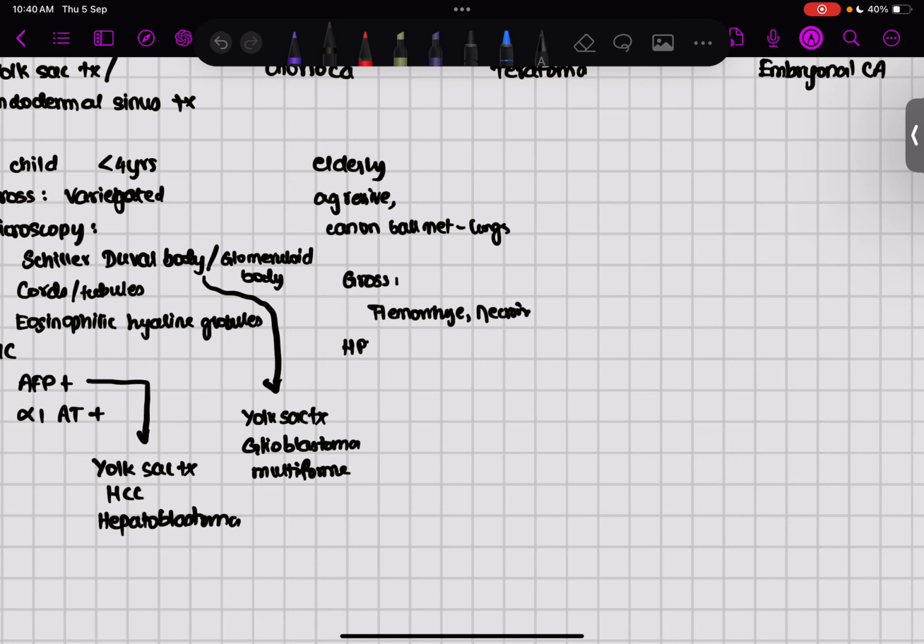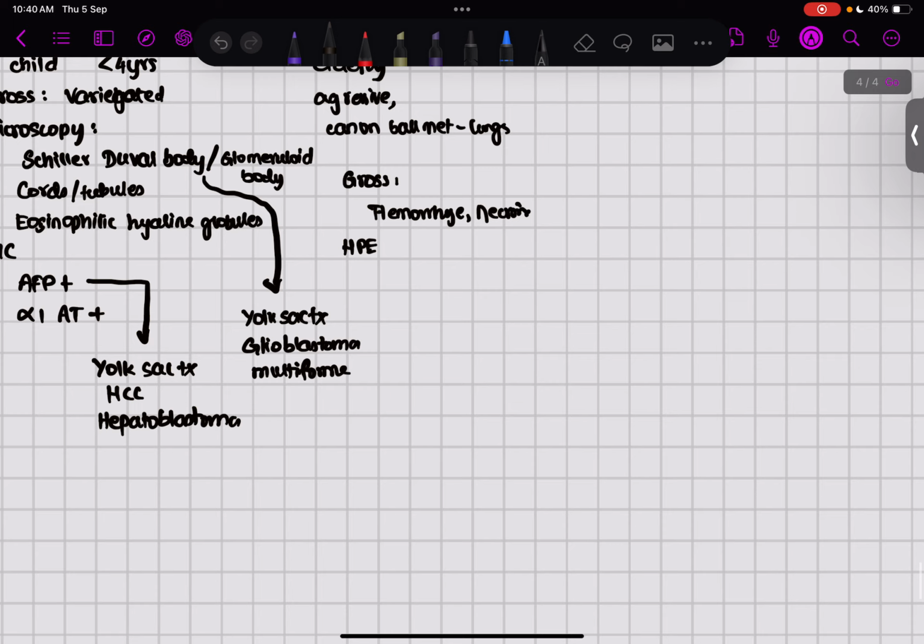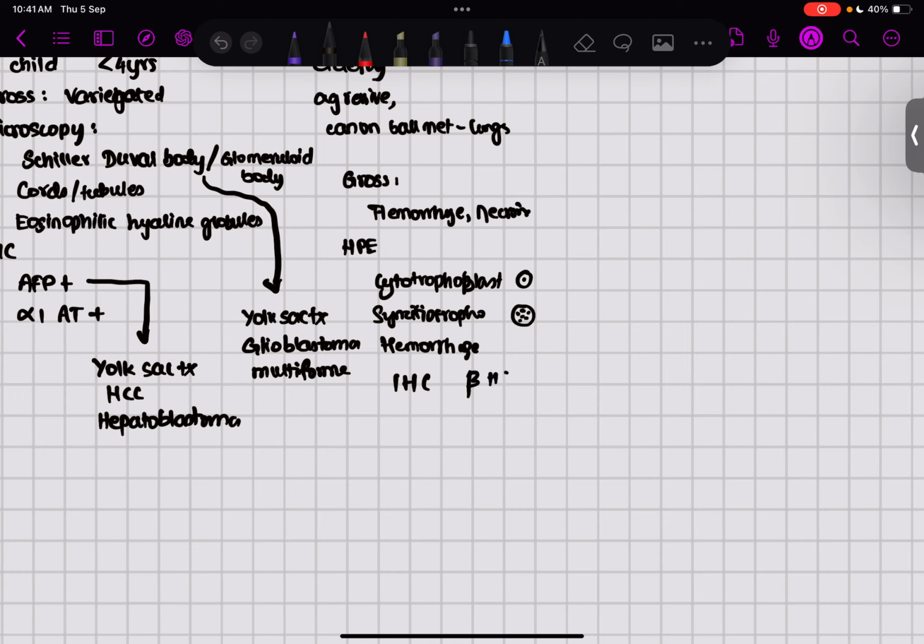On microscopy we see cytotrophoblast, which is uninucleate, syncytiotrophoblast, which is multinucleate and looks like giant cells, and hemorrhagic areas. Immunohistochemistry shows beta HCG positivity.